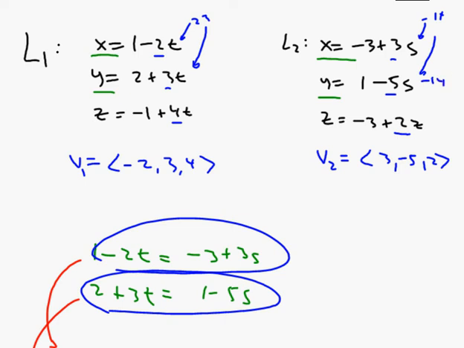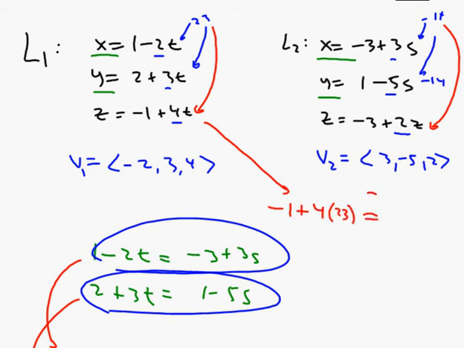I'm not really even interested in that. I'm just wondering, is it possible for these things to be equal? So what I need to verify now is, if I put 23 in here, and I put negative 14 in here, will I get back the same z coordinate? Well, this is going to be negative 1 plus 4 times 23. And the question is, does that equal negative 3 plus 2 times negative 14?